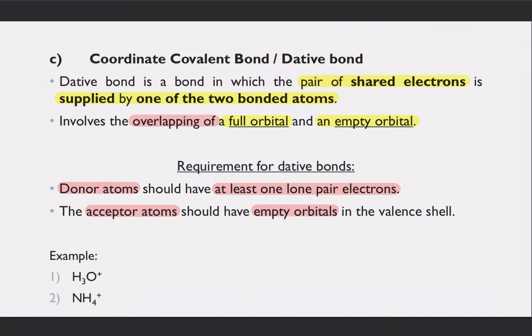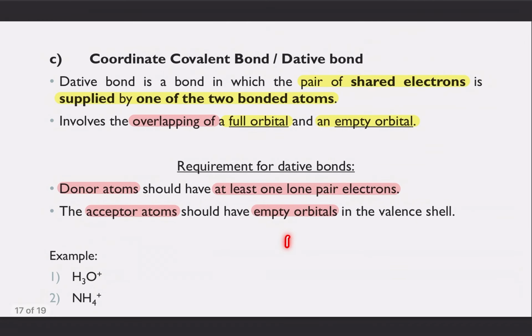Okay, requirements for dative bonds. Your donor atoms should have at least one lone pair electrons. So maksudnya X, contoh, dia mesti ada at least one lone pair electron. Kalau ada dua, dan maksudnya awak boleh form even more bonds lah. Okay, tapi dia kena at least ada one lone pair electrons. And the acceptor atoms should have an empty orbital in the valence shell. Okay, ini macam empty 3D orbital ke, empty S orbital ke. Contoh dia punya 1s orbital tak full, okay, tak full, dia kosong.